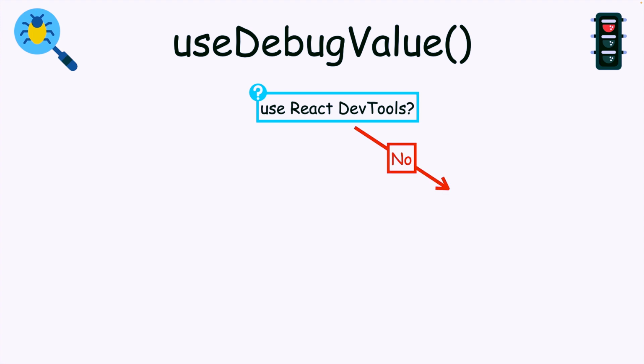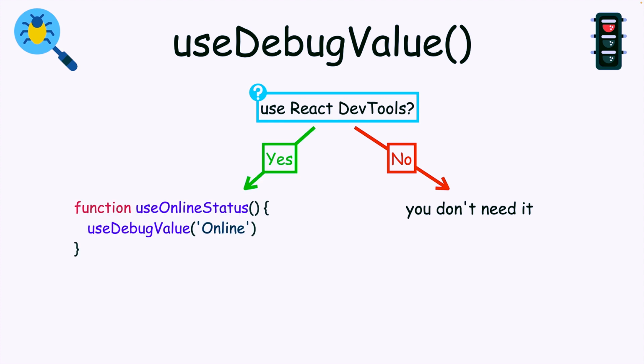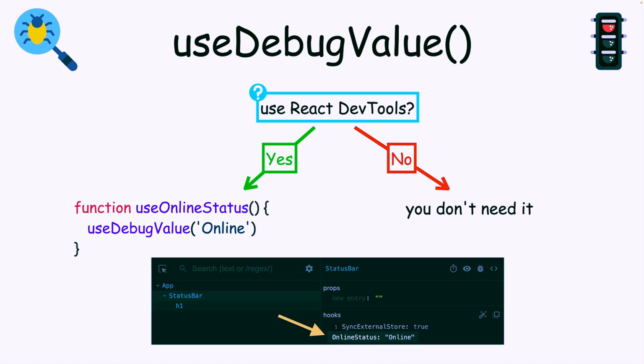The only reason to use a random hook like useDebugValue is if you regularly use React DevTools. If not, then you probably won't ever use it. But if you do, and you're using custom hooks, useDebugValue lets you label your custom hooks with whatever string value you pass to them. That way you can find your custom hooks easier in the React DevTools extension.